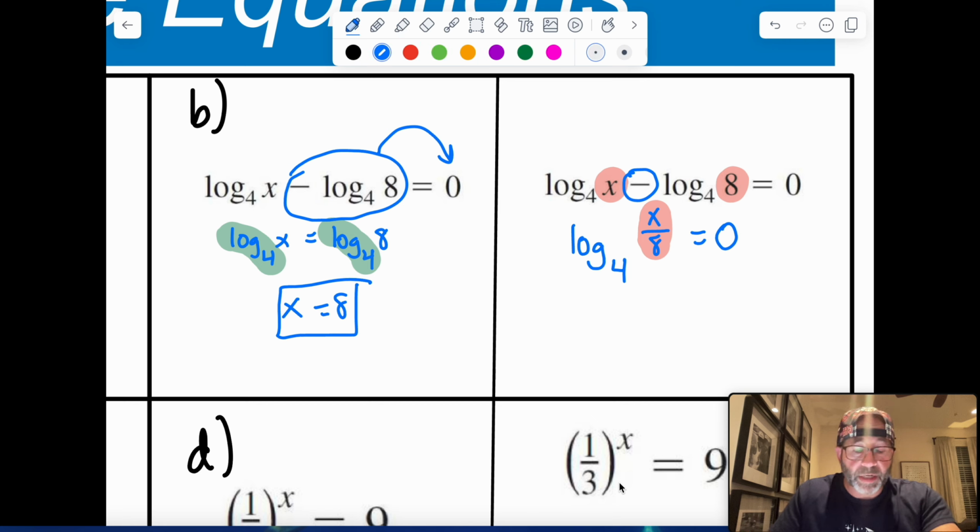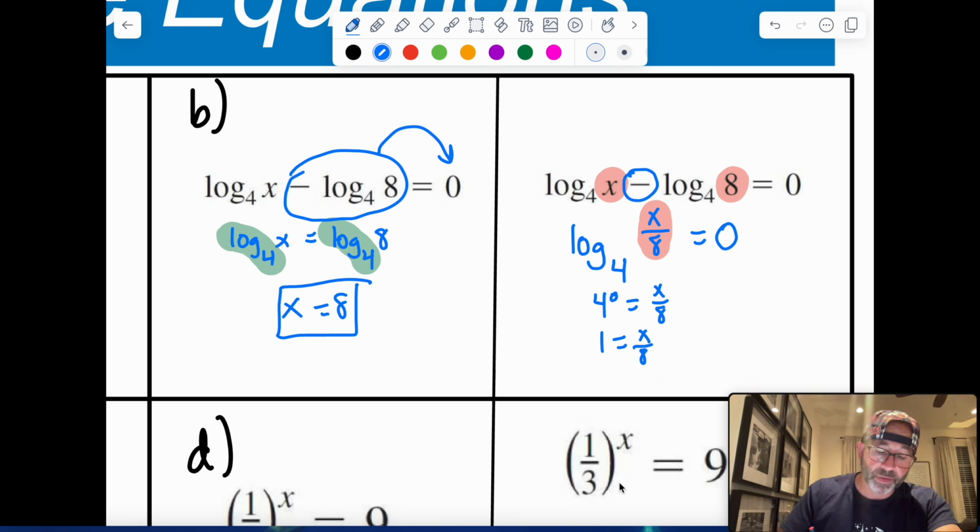So where do we go from here? Well, because the variable is tied up inside of log, this is where we switch it over to the exponent notation. So if we do that, we get 4 to the 0 power is going to equal x over 8. Remember, the base stays the base, and the other two just swap places. Anything to the 0 power is just going to equal 1. So we have x over 8 is equal to 1, which means that x equals 8.